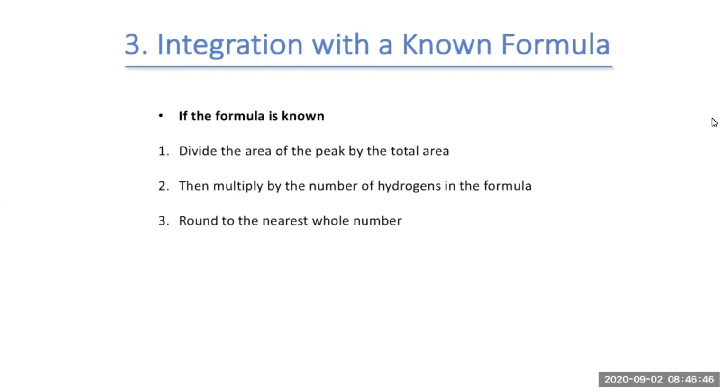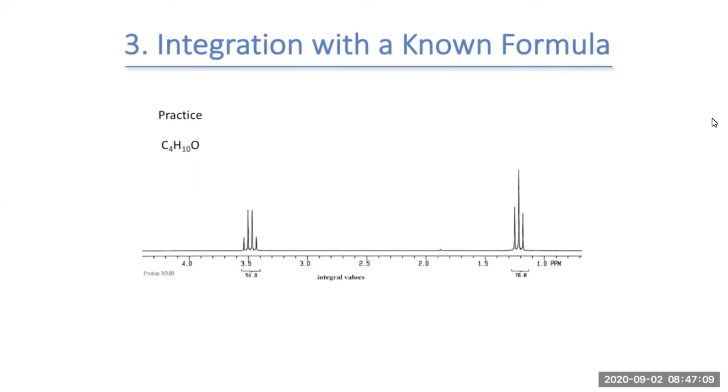So now let's look at what happens if we know what the formula is. If the formula is known, we'll divide the area of each peak by the total area. Then we'll multiply that number by the number of hydrogens in the formula. Once we do that, we'll take our answer and round it to the nearest whole number. So let's look at an example of how to do this. If we take our same spectra that we looked at before, but now we know what the formula is. The formula is C4H10O. I still have the areas of 51.0 and 76.8.